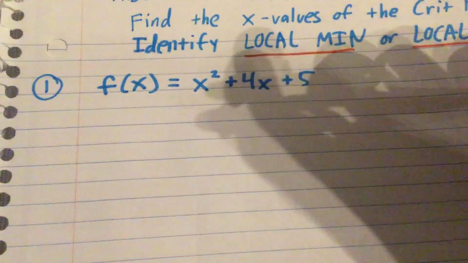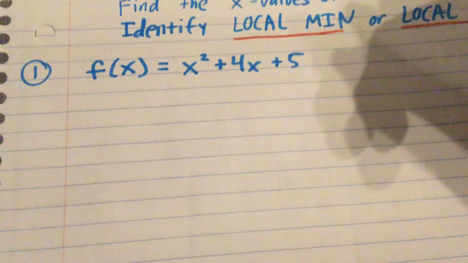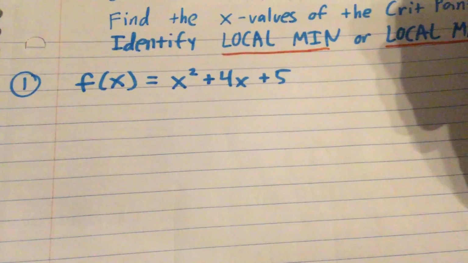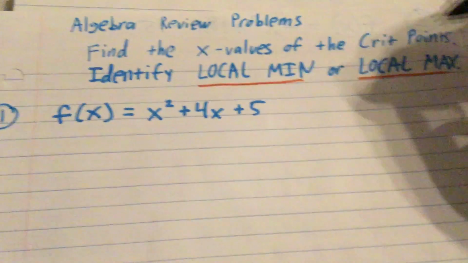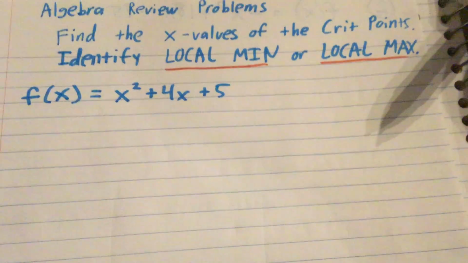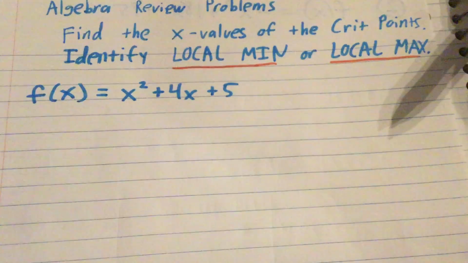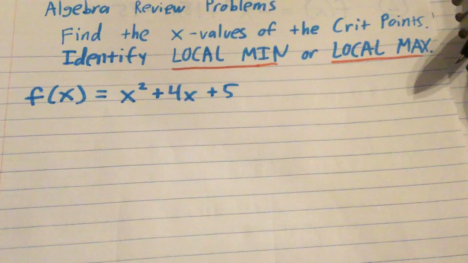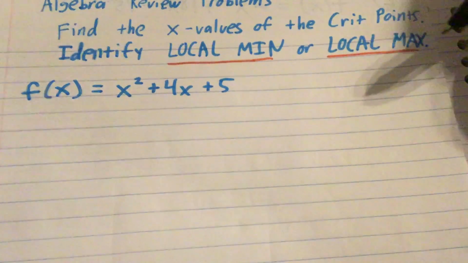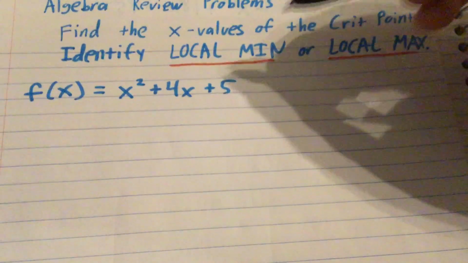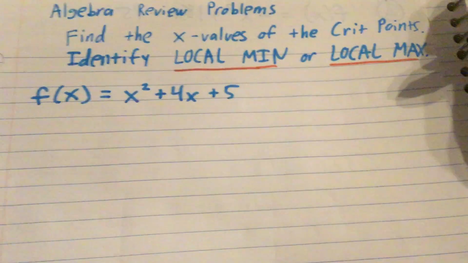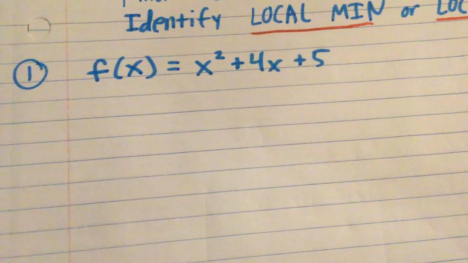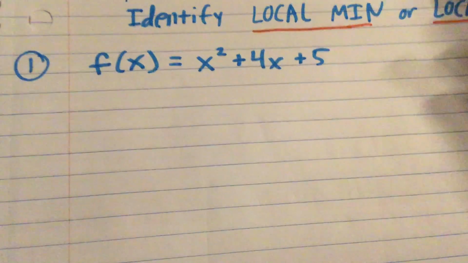So remember when I first started introducing critical points that I went back to algebra and went back to parabolas. So the directions are going to say, okay, find the x value, just the x value. You don't need to plug it back into f of x. Find the x values of the critical points, and once you're done with that, tell me, is it a local minimum or a local maximum? So for problem number 1, f of x is equal to x squared plus 4x plus 5.